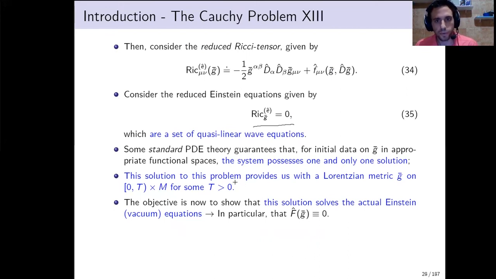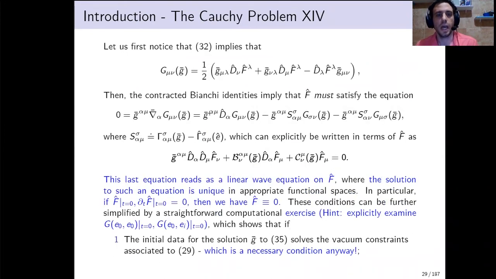And so the solution to this problem provides us with a Lorentzian metric, at least for short times. And the objective is to show that actually this solution to these equations solves the original equations. And for that, we in particular are going to show that this condition holds for our solution. In order to do that, let us first notice that if we plug this solution that we obtained into the Einstein tensor, we see that the Einstein tensor associated with this metric has this form.